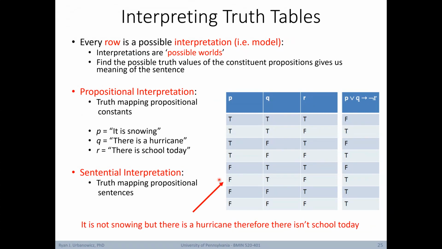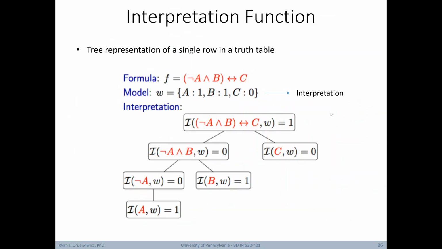Let's examine a single interpretation or model of this truth table. This line says the following: it is not snowing, but there is a hurricane, therefore there is no school today. We could also represent these interpretations or models with a tree. The formula here is our new proposition. The model is our interpretation.